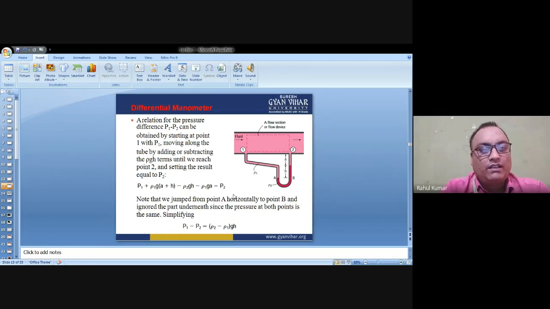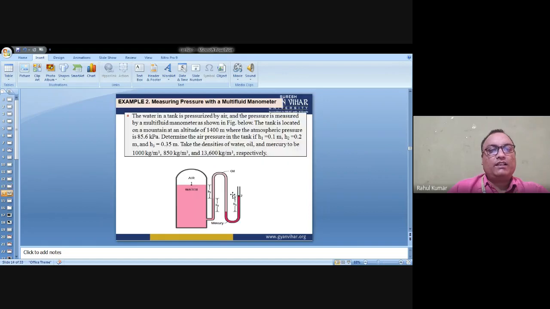Now we jump from the point horizontally to point B and ignore the part underneath, since the pressure at both points is the same. Simplifying this, P1 minus P2 equals (rho 2 minus rho 1) times g times h, right? And then we come to the numerical problem.